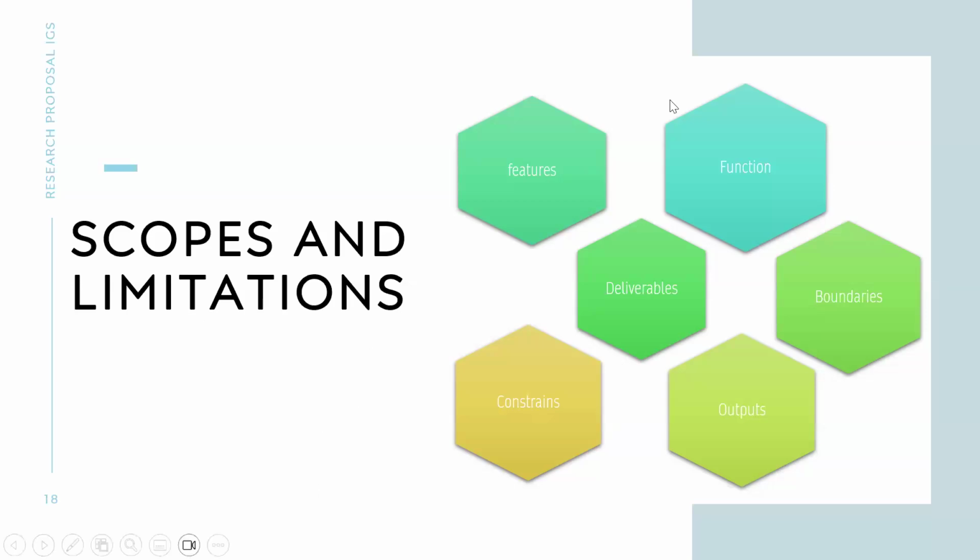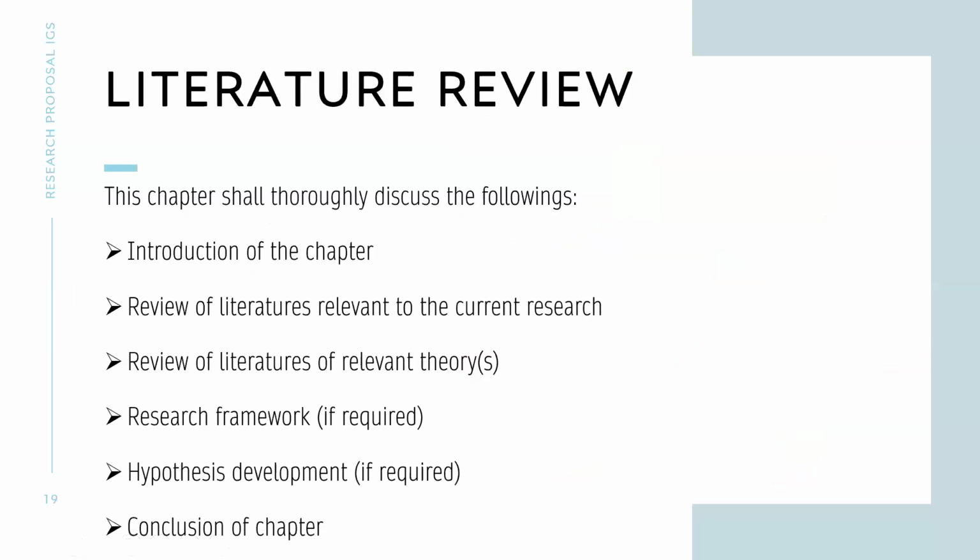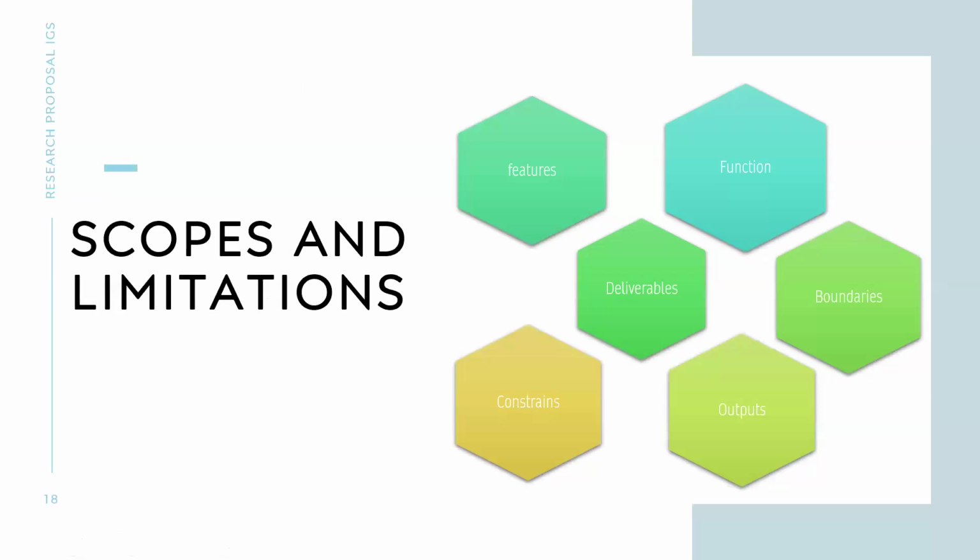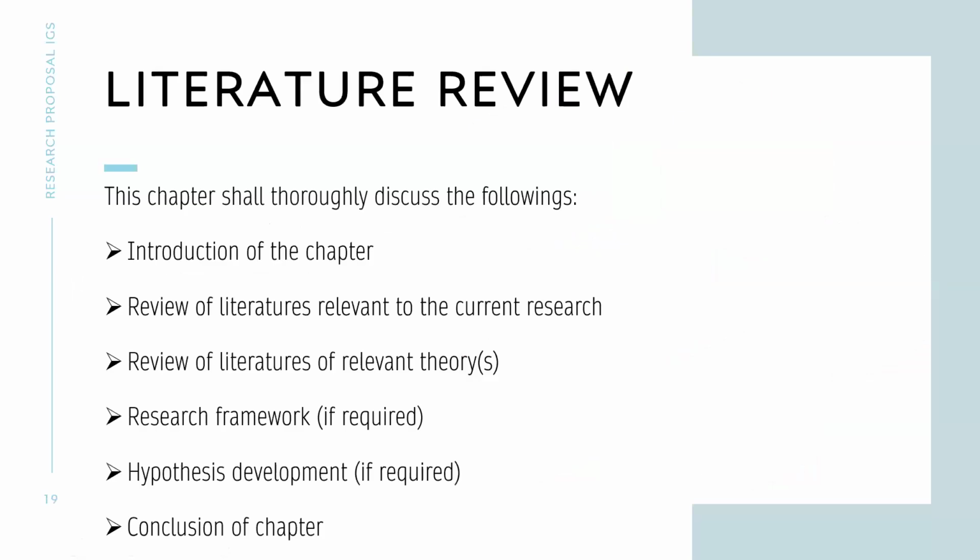Okay, so scope orientation must be based on the features, the function, deliverables, constraint outputs, and also the boundaries. Okay, now that is all for chapter 1. So now, like I said, we have 2 chapters, right? So chapter 2, which is literature review.